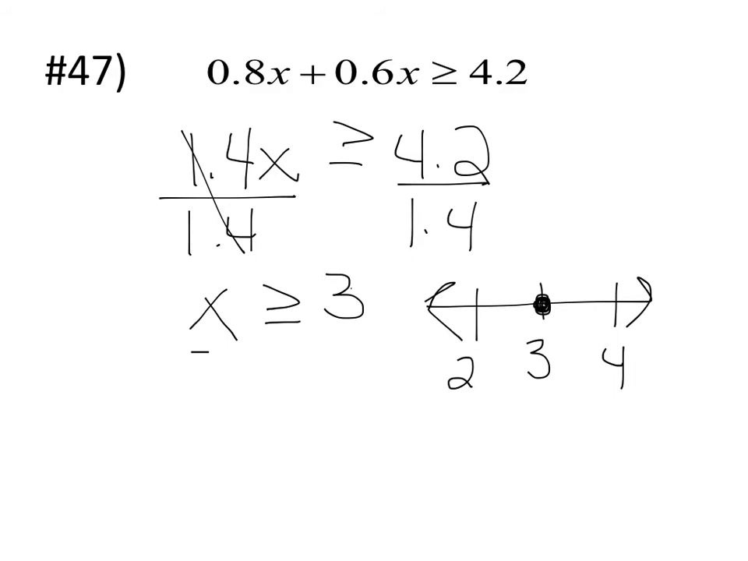My variable's first, so I shade the way the arrow's pointing. Change my closed dot to a bracket. And you can go ahead and stop drawing those closed dots from now on. You can go ahead and make them brackets if you want.